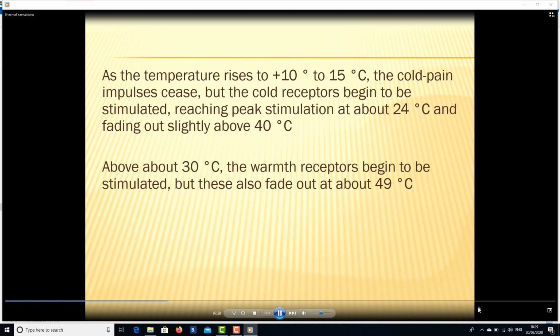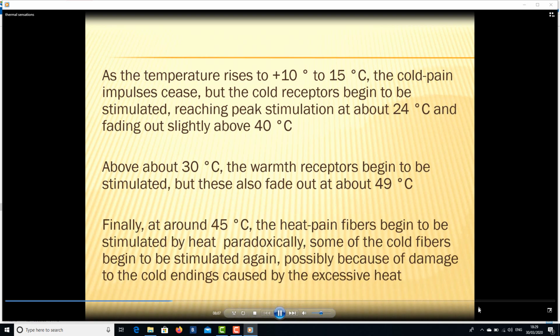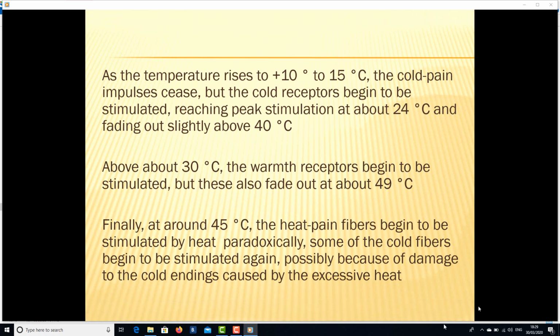Above 30, the warmth receptors begin to be stimulated and they fade out at 49 degrees centigrade. Finally, at around 45, the heat pain fibers begin to be stimulated by heat. Paradoxically, some of the cold fibers begin to be stimulated again, possibly because of damage to the cold endings caused by excessive heat. So this excessive heat damages some of the cold fibers, and that's why they act oppositely, and the cold fibers themselves give the feeling of pain at this time.